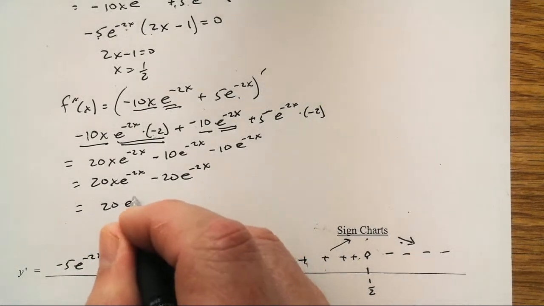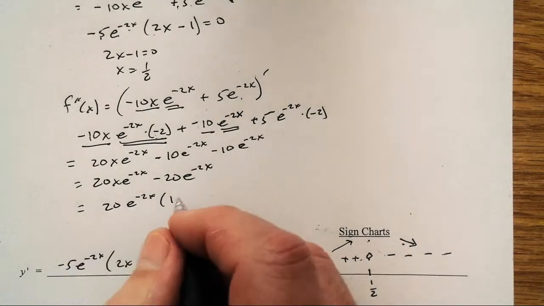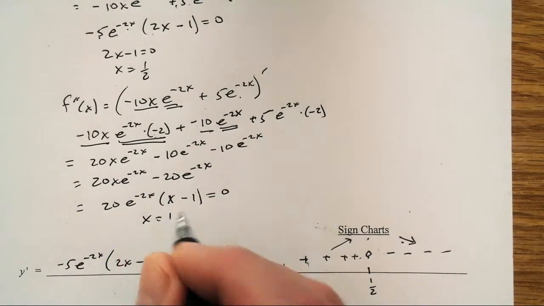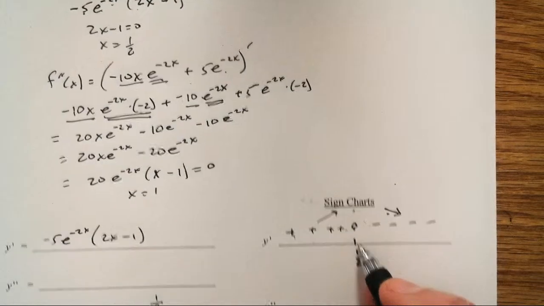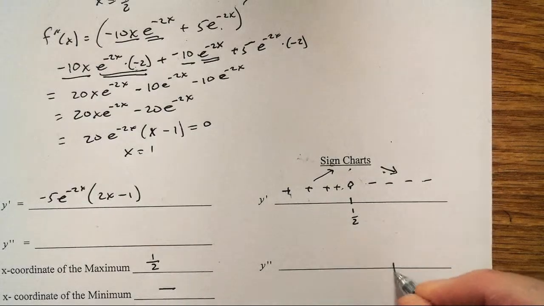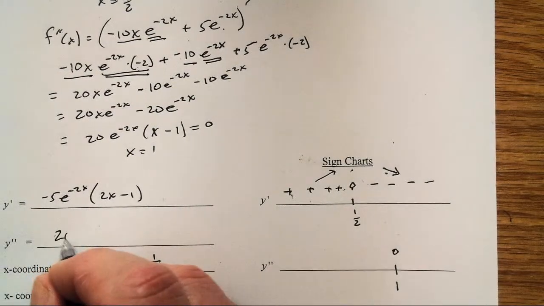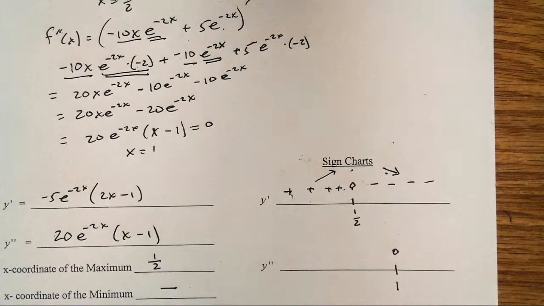Factor out an e to the negative 2x, and we're left with an x and an x and a minus 1. And when is that 0? Only when x is 1. So I'm going to put 1 in relation to this 1/2 on my sign chart over here, and that's where the second derivative is 0, the second derivative being 20 e to the negative 2x times x minus 1.